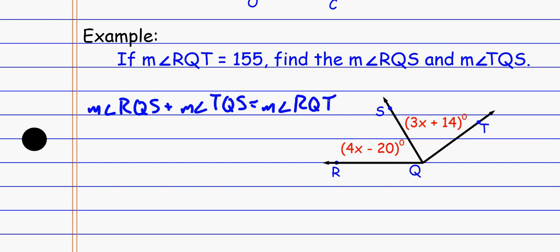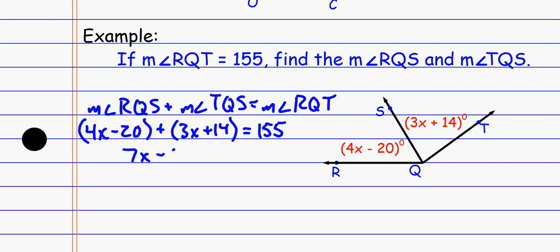And then from here, it's just substituting in. We know that RQS is labeled right here as 4x minus 20. We know that the measure of TQS is listed as 3x plus 14. And then we know the measure of the whole thing was given to us. That's the 155. And now we can simplify and solve for x. I combine some like terms here. That's a 7x and a minus 6.